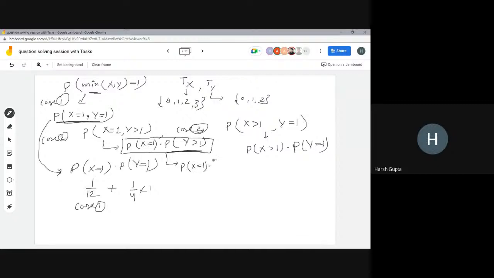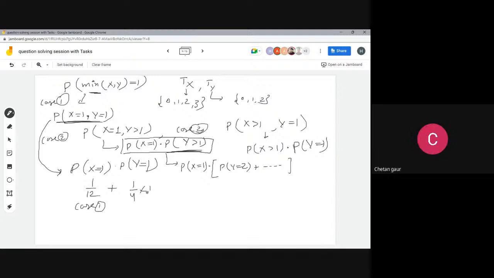So here we can write probability that y equal to 2 plus probability that y equal to 3, and so on. Every possible value in the range of y greater than 1 we can sum here, but only 2 is here. After 2, there is no value in the range of y, right? So we are not going to sum anything. It is only x equal to 1 multiplied by y equal to 2, right?